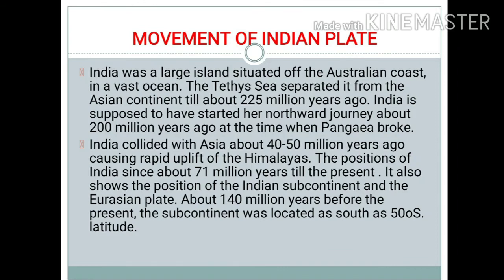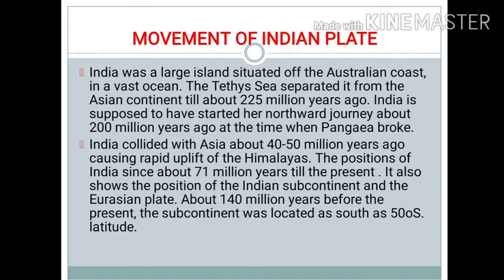The figure shows the positions of India since about 71 million years ago till the present. It also shows the position of the Indian subcontinent and the Eurasian plate. About 140 million years before the present, the subcontinent was located as far south as 50 degrees south latitude. So what it actually means is that the Indian plate has shown movement over the years. It was initially a part of the India, Australia and New Zealand plate.